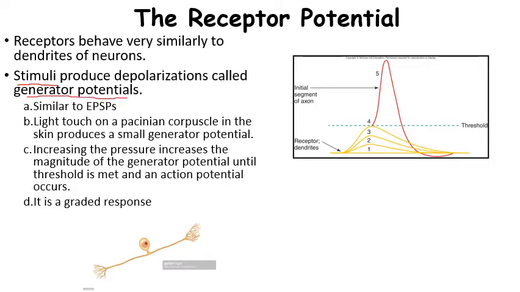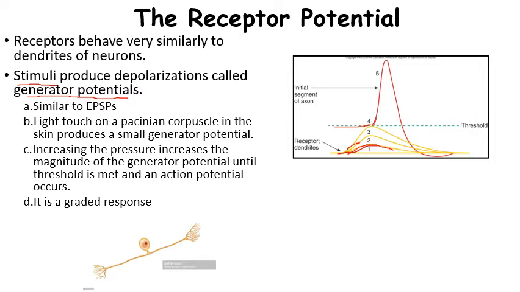And just like graded potentials, they can vary. With smaller stimuli, you get a small generator potential, a graded potential, and with bigger stimuli, you get more. But if we have enough stimulus, it allows us to get to threshold, and that stimulus can cause an action potential in that sensory neuron.